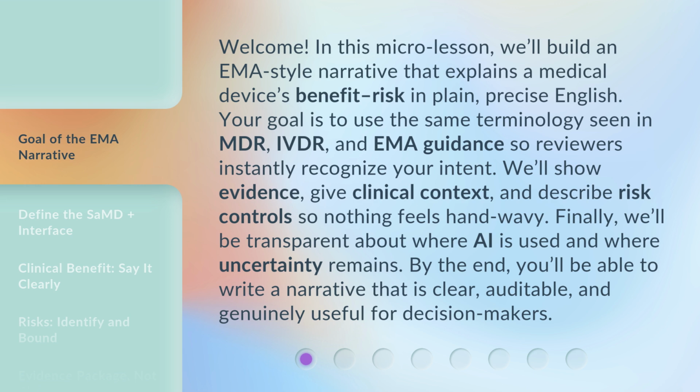Welcome! In this micro lesson, we'll build an EMA-style narrative that explains a medical device's benefit risk in plain, precise English. Your goal is to use the same terminology seen in MDR, IVDR, and EMA guidance so reviewers instantly recognize your intent. We'll show evidence, give clinical context, and describe risk controls so nothing feels hand-wavy. Finally, we'll be transparent about where AI is used and where uncertainty remains. By the end, you'll be able to write a narrative that is clear, auditable, and genuinely useful for decision-makers.